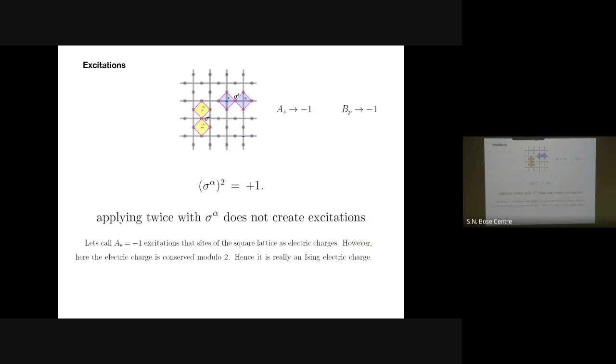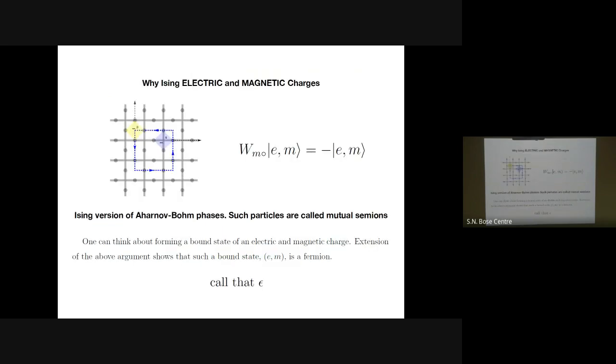So this we have already discussed. But now suppose I have an electric charge here, and I want to take a magnetic charge around the electric charge. This is where the electric and magnetic names become very useful. Suppose I have an electric charge sitting here and a magnetic excitation, this plaquette excitation, sitting here. I know how to move these things. If I want to move this one, I use a string of sigma z. If I want to move this one, I use a string of sigma x.